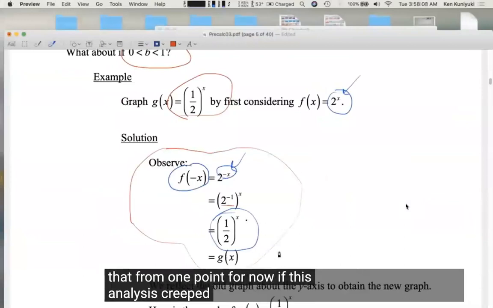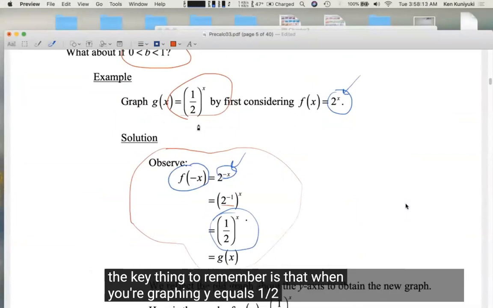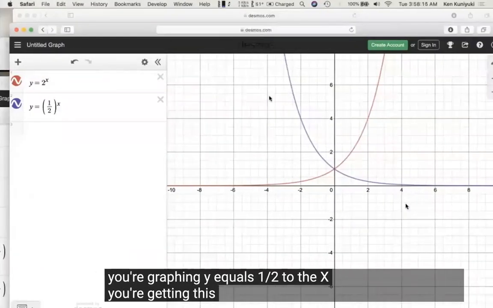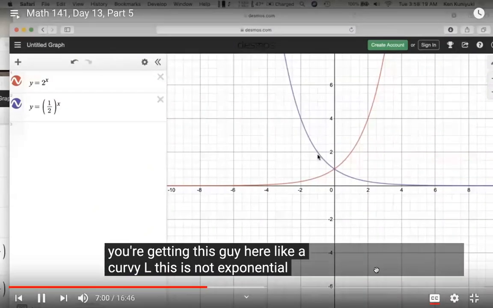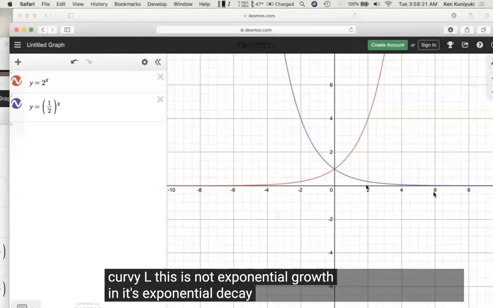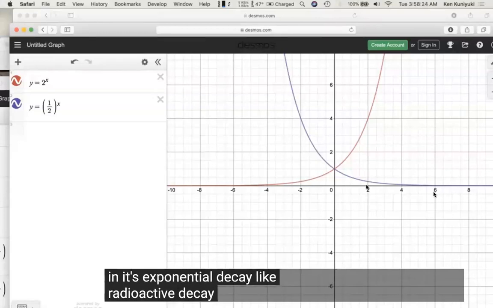Now, if this analysis creeped you out, don't freak out. The key thing to remember is that when you're graphing y = (1/2)^x, you're getting this guy here, like a curvy L. This is not exponential growth. It is exponential decay, like radioactive decay.